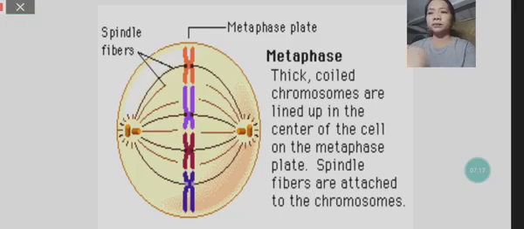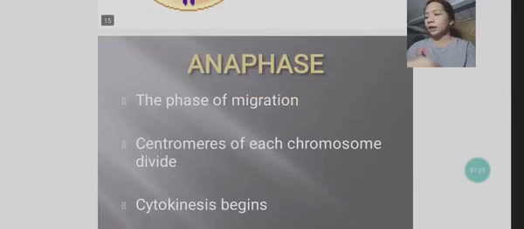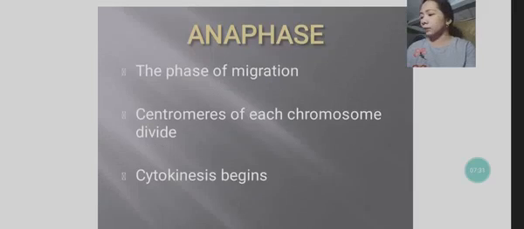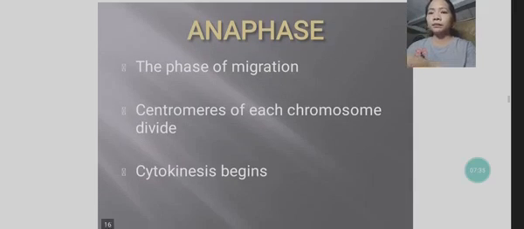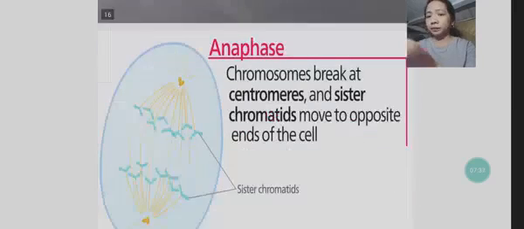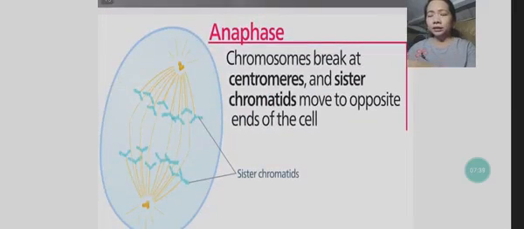Okay, next is the anaphase. The anaphase is the phase of migration, where the centromeres of each chromosome divide, and then the cytokinesis begins. Okay, we will discuss the cytokinesis later. And here is the presentation of what anaphase is.